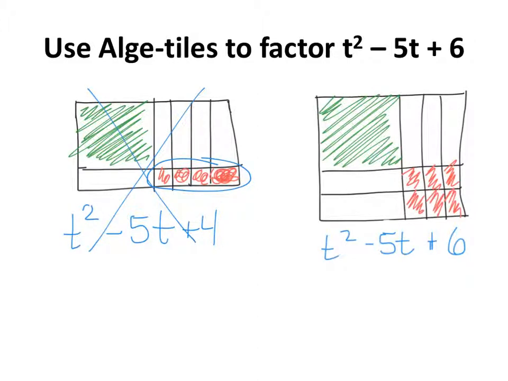This second picture now shows us t squared subtract 5t plus 6. It's the correct diagram to help us out. Looking at the factors, we have an edge length of t subtract 2 and another edge length of t subtract 3. The factored form then is t subtract 2 multiplied by t subtract 3.